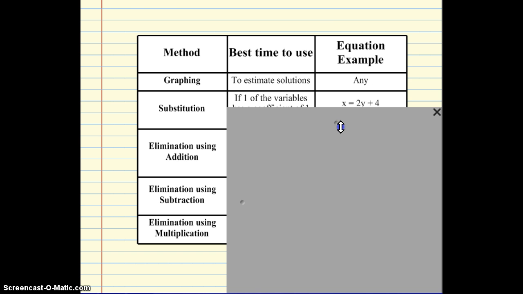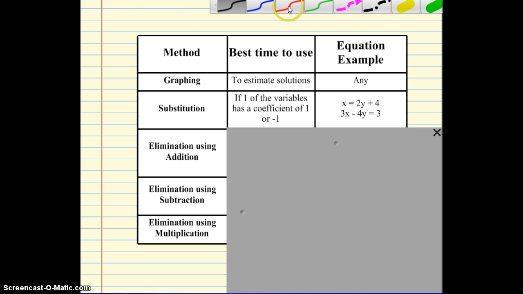Then we moved into substitution, and we want to use substitution if one of the variables has a coefficient of 1 or -1. For example, if we look at this system of equations, there is really a 1 in front of this x, and it makes it easy because it says x equals 2y plus 4. So if we know x is 2y plus 4, we can just go ahead and substitute it in for x in this second equation.